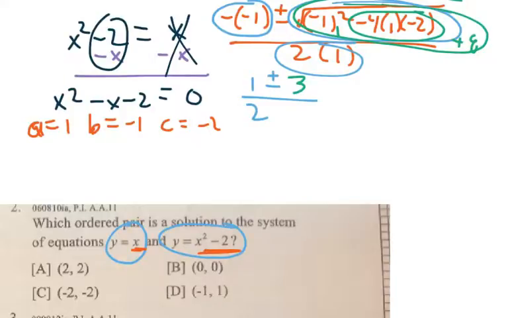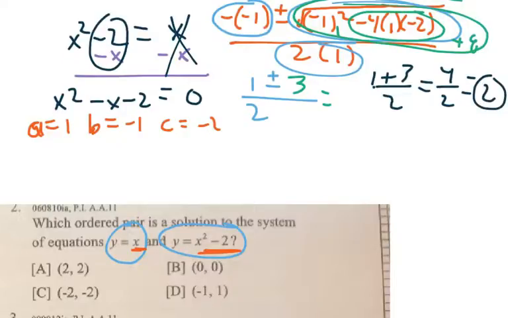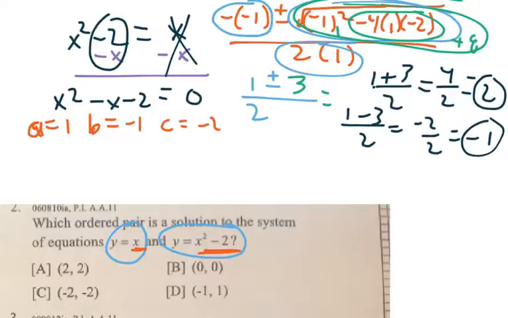So what's our final solution here is 1 plus 3 divided by 2. 4 divided by 2 is 2. And of course, I'm going to do 1 minus 3 as well, divided by 2. Negative 2 divided by 2 is negative 1. And I have two answers. I'm supposed to only find one, but I can look at my answer choices.